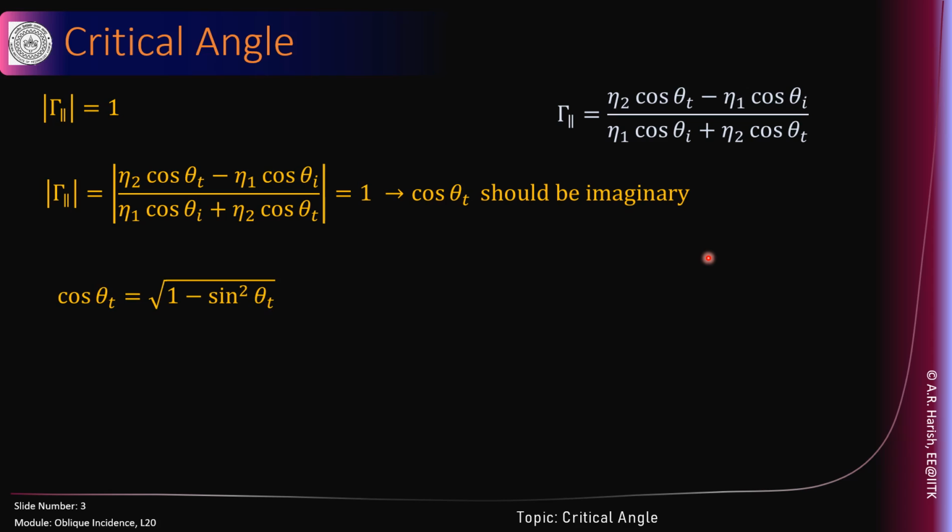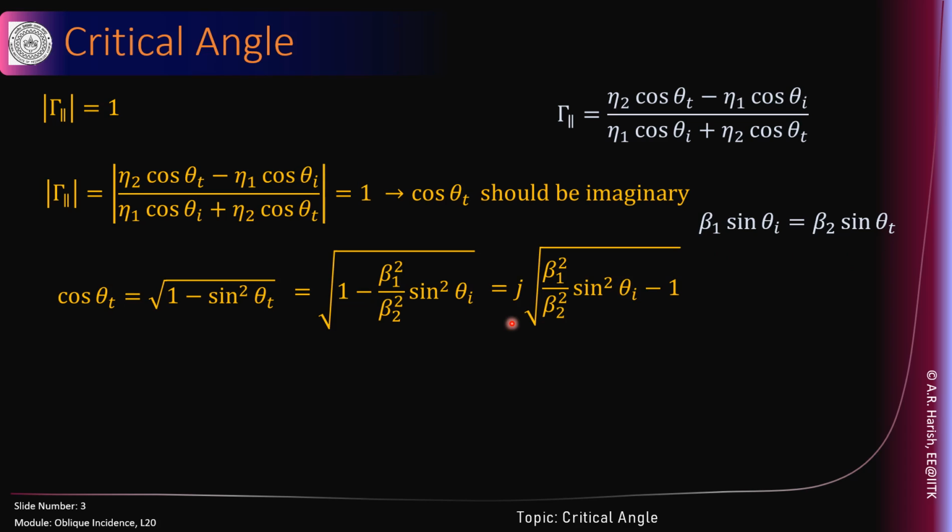So now let's express cos theta t in terms of sine square theta t, use Snell's law, and express this in terms of beta 1, beta 2 and sine theta I. Now we want cos theta t to be imaginary. That means it should be of the form j times square root of (beta 1 by beta 2 sine theta I) whole square minus 1. So for cos theta t to be imaginary, this quantity here must be purely real. That means the term (beta 1 by beta 2 sine theta I) whole square must be greater than or equal to 1. That is the condition.